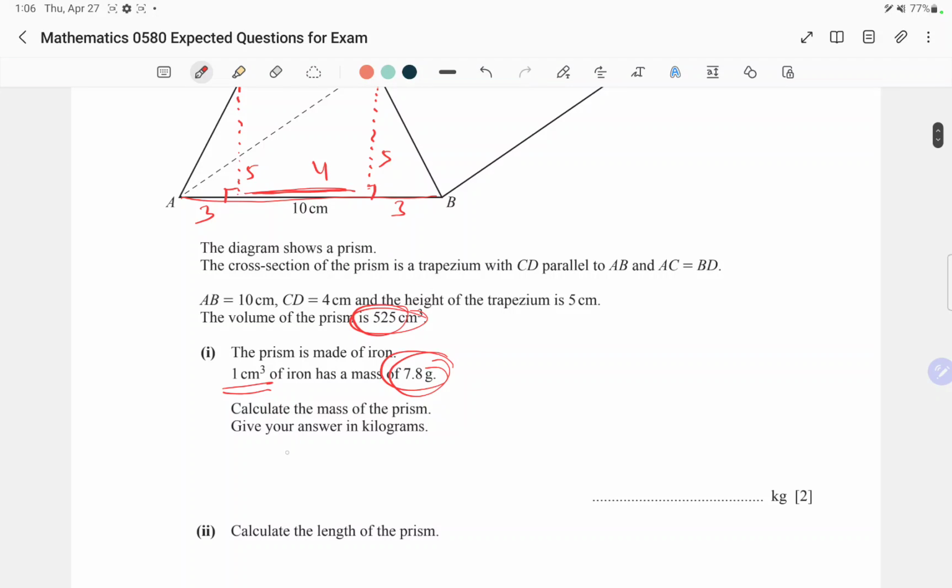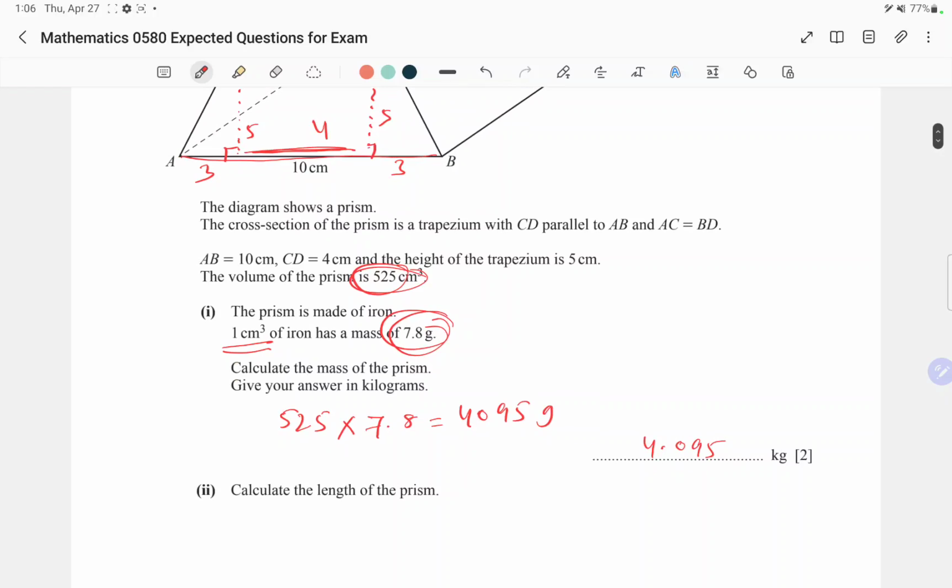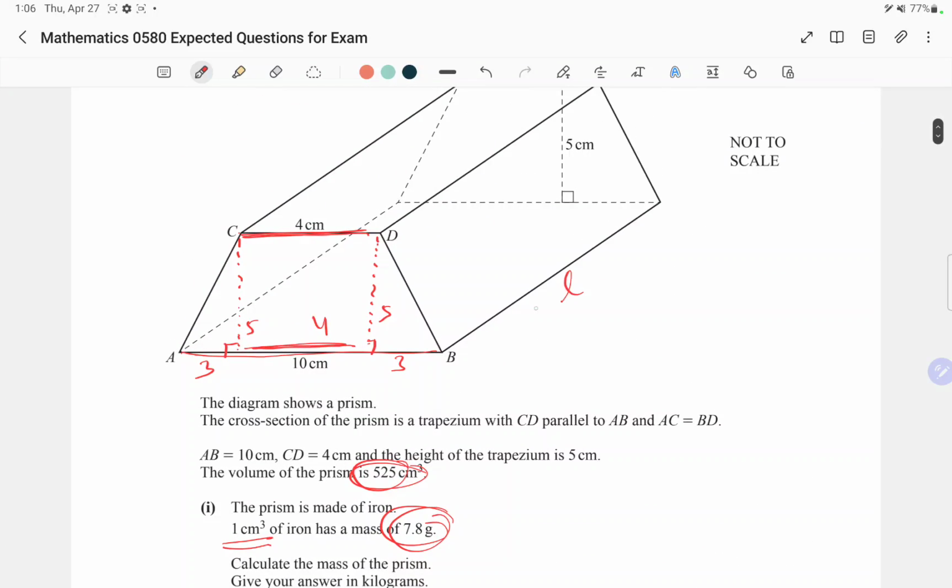So 525 centimeter cube will be how many grams? 525 times 7.8, but this will come in grams. 525 times 7.8, that is 4095 grams, but we have to divide by 1000 because we need to give it in kilograms, so that will be 4.095. Now calculate the length of the prism. Yes, this was very important stuff. Find the length of the prism.